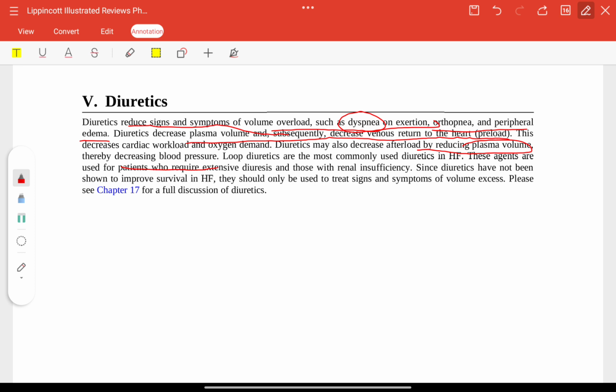Loop diuretics are the most commonly used in heart failure. These agents are used for patients who require extensive diuresis and those with renal insufficiency.